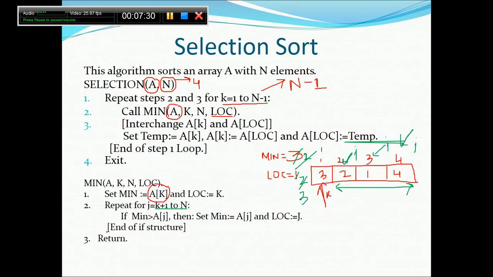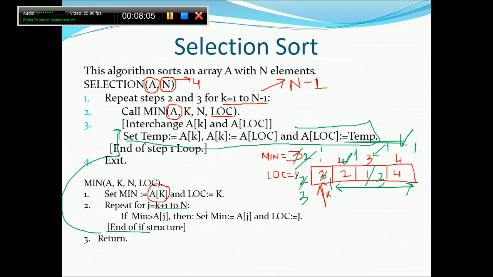From here, once this particular loop terminates, it will return back to here. Now it will say interchange a of k, and what is a of k? 3, and a of LOC. What is LOC? LOC is 3. So a of k, a of 1, and a of LOC should be changed. This is just the idea here. Whatever this line is doing is only the swap process, nothing else. So 1 will be copied here and 3 would be copied here.